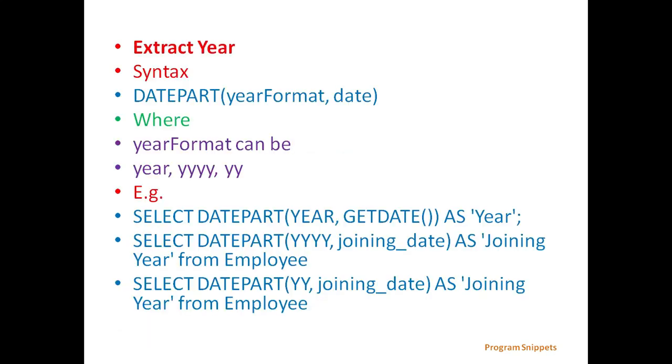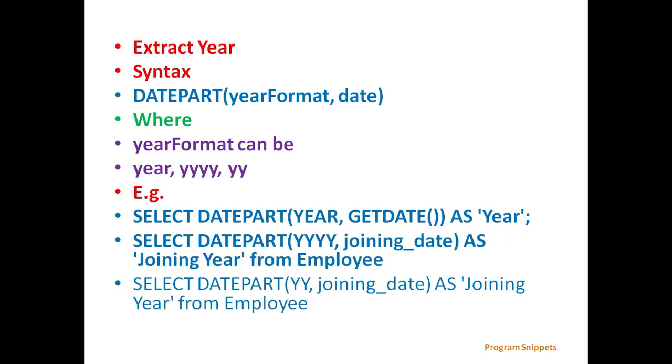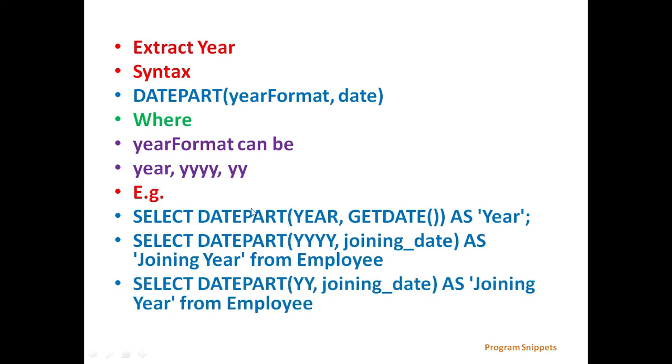First is extract year. General syntax is DATEPART with parameters year format and date, where year format can be year, yyyy or yy. For example, if we give the query SELECT DATEPART(year, GETDATE()), it will display the year of the current date. And if we give SELECT DATEPART with year, joining date from the employee table, it will display the year of the joining date for all employees. We can use yyyy or yy for extracting the year from the employee table.